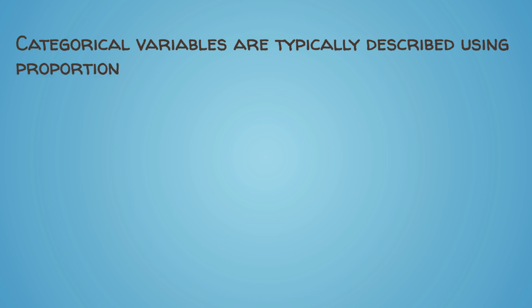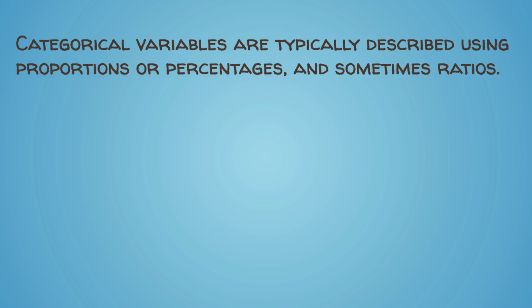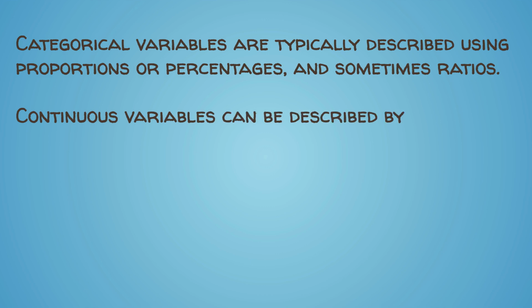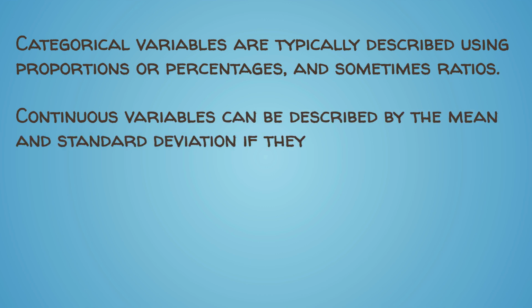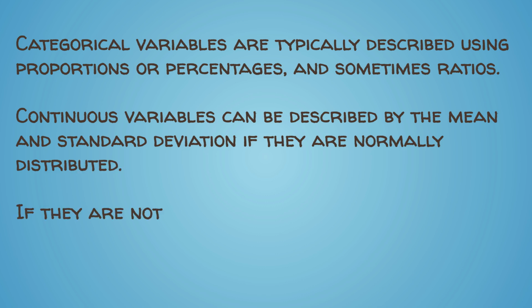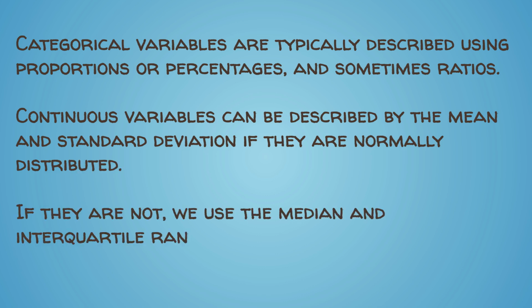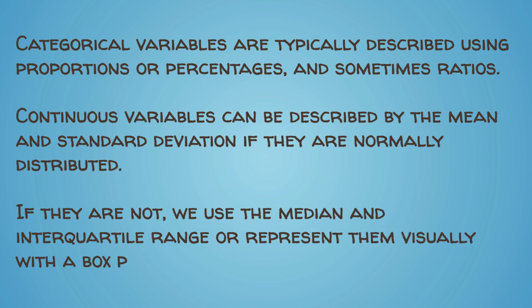To quickly recap, categorical variables are typically described using proportions or percentages, and sometimes ratios. Continuous variables can be described by the mean and standard deviation if they are normally distributed. If they are not, we use the median and interquartile range, or represent them visually with a box plot.